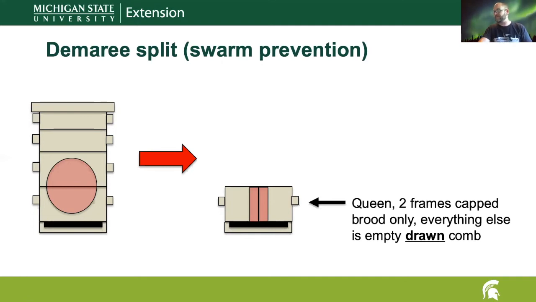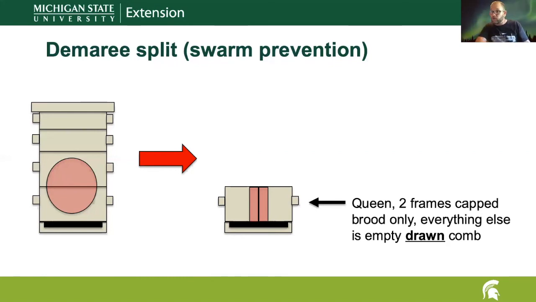2 frames of capped brood only, older brood, and put her in that bottom box. 2 frames. Everything else is drawn wax. So she has now, in a 10-frame setup, 8 frames of drawn wax, and there are only 2 frames of brood in there. The brood frames are going to have some nurse bees on them, and the bees in the brood that are getting ready to hatch will be the next generation of nurse bees to support her.